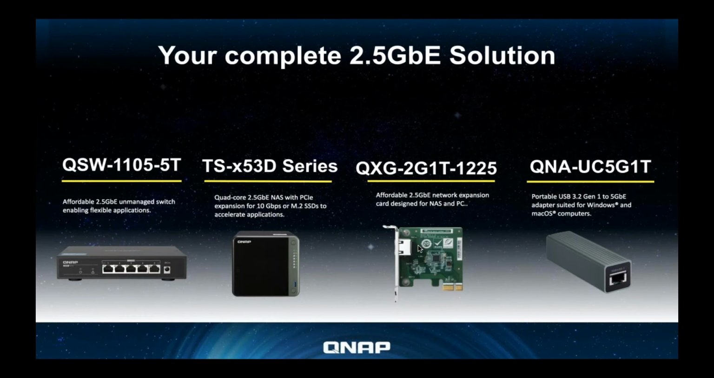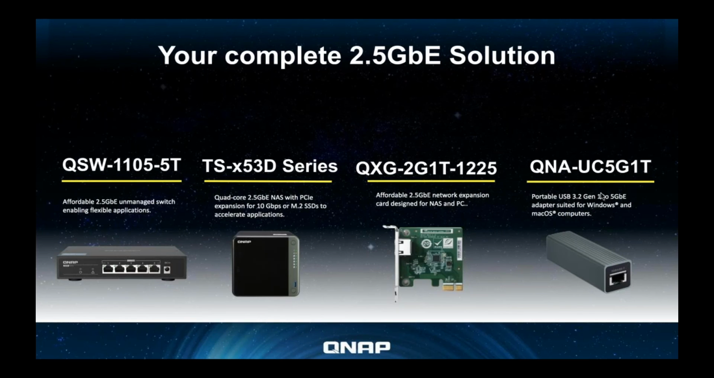So this is a QXG-2G1T-I225, and this is what you would use if, say, you have a NAS that has a PCIe slot, but does not have 2.5 gigabit built in. If you wanted to add it, you could use one of these cards, or like we said in the topology picture above, you could use it to add into your PC if your PC has a PCIe slot, but it doesn't have 2.5 gigabit built into the motherboard.